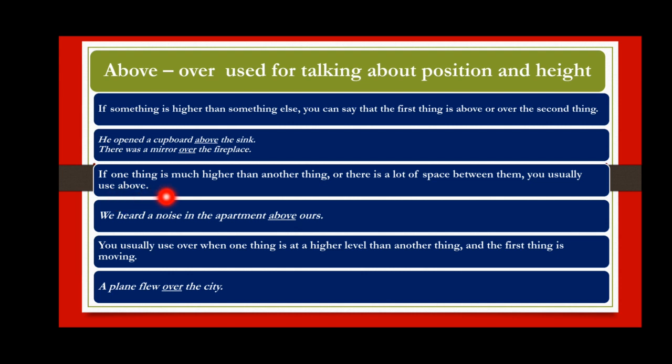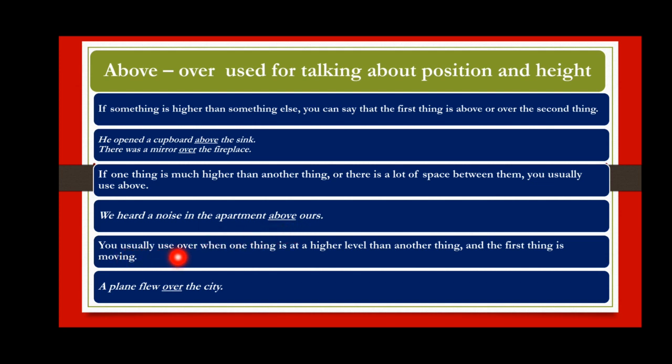We will see here now. If one thing is much higher than another thing, or there is a lot of space between them, we usually use above. So if there is a lot of space between two things, we prefer to use above, right? Here we have an example. We heard a lot of noise in the apartment above ours. You can see that there is a lot of space between one thing and another thing.